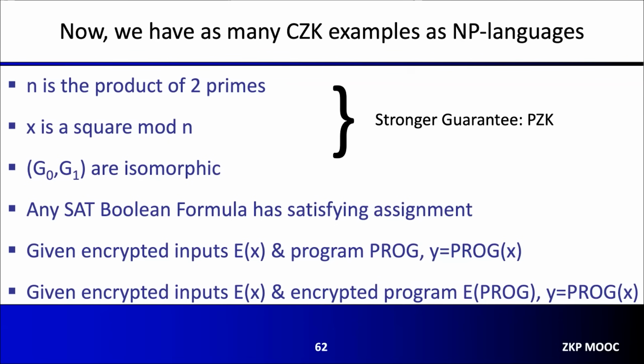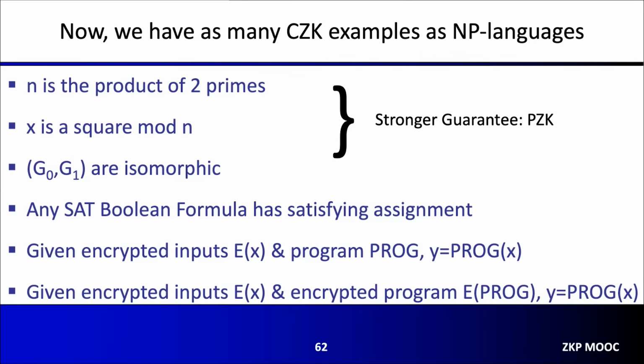Obviously, we can use this protocol also for the statements we already know perfect zero knowledge for, but we can get a stronger guarantee with perfect zero knowledge. But the more interesting case is when we don't know a perfect zero knowledge protocol and we have to go through this 3-coloring protocol. So, for example, for any satisfiable Boolean formula, proving that it has a satisfying assignment can be done in zero knowledge without actually giving the assignment.